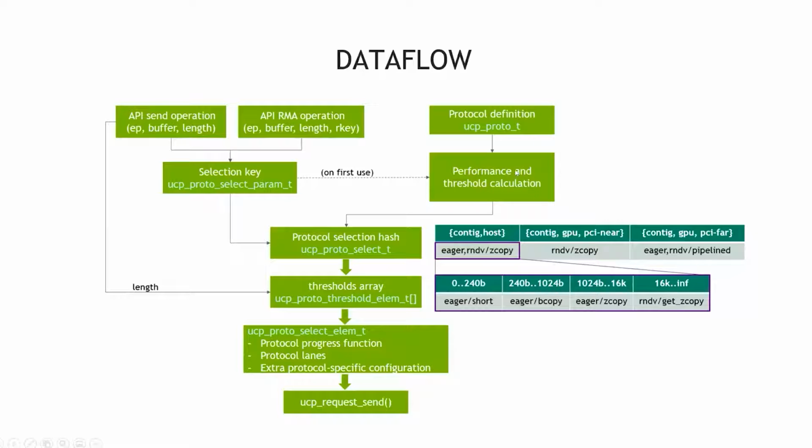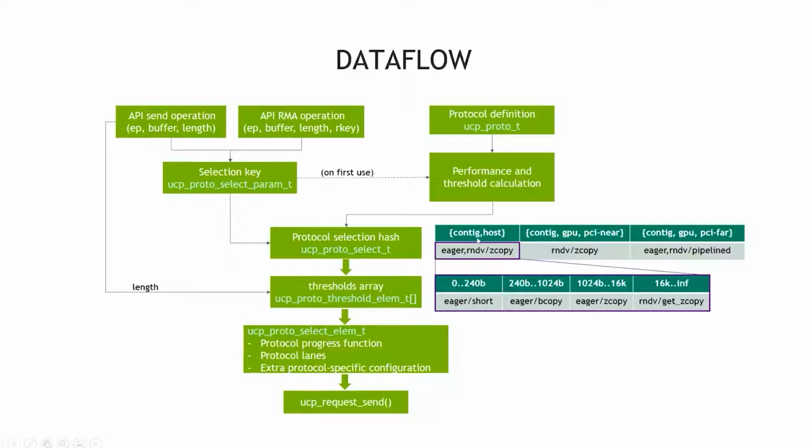As a result of the threshold calculation, we have such a hash table where, for example, for every kind of buffer, we have a list of thresholds. For example, for contiguous hosts, we might want to use an eager and zcopy rendezvous. And for GPUs which are far from the current NIC, we might want to use an eager and rendezvous pipeline.